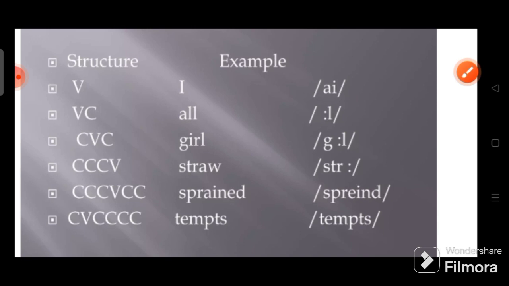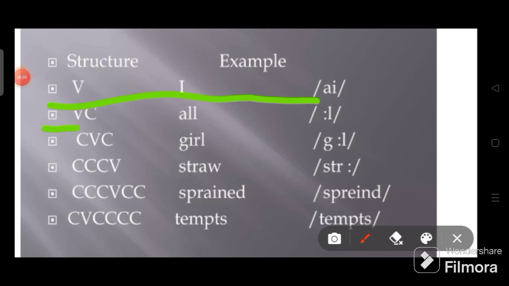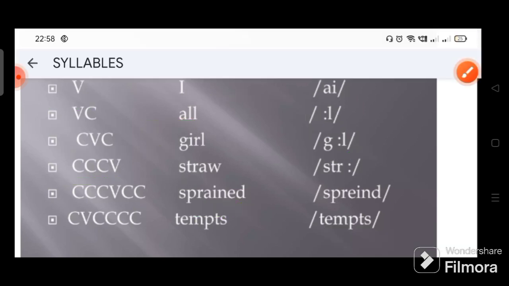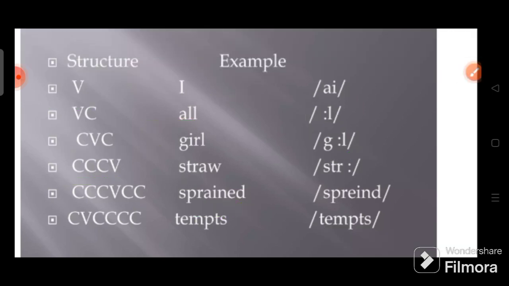Only one vowel sound here, for example "I", then vowel and consonant, "all", and consonant vowel consonant, "girl", and consonant consonant consonant vowel, "straw". And see here, "sprained": 3 consonants in the beginning, 2 consonants at the end. Next thing, "tempts": 1 consonant, vowel, and 4 consonants at the end.